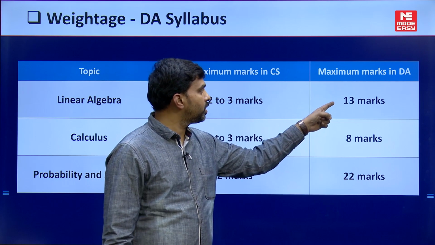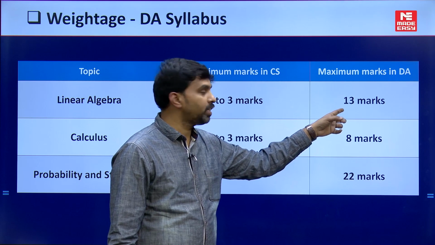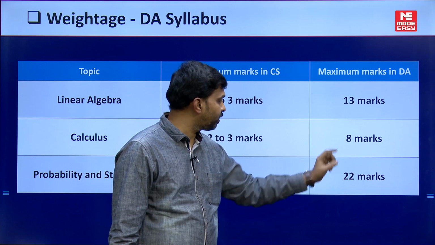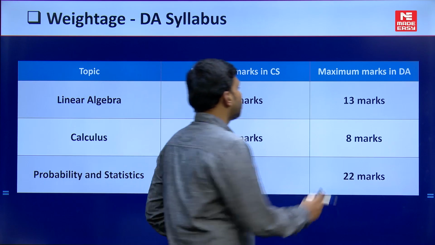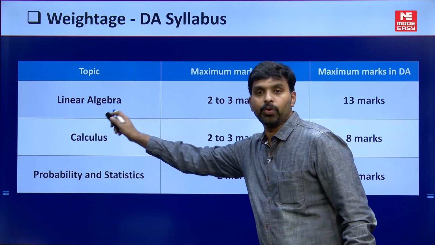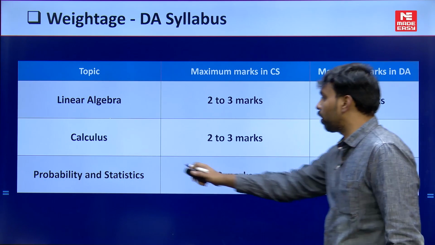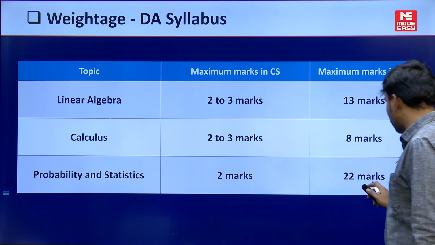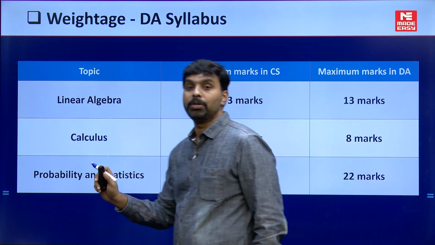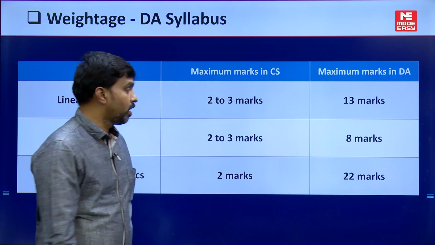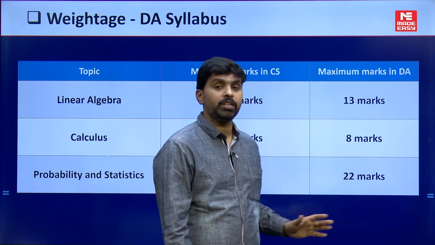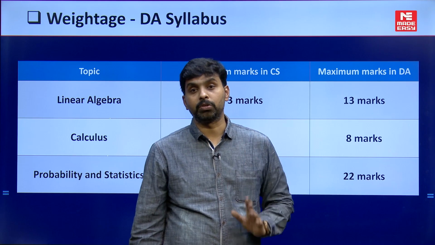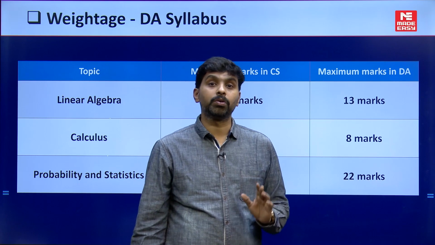So, now coming to this, the maximum marks in DA, that is about 13 marks, 8 marks and 22 marks. You see, this 13 marks from linear algebra you are getting, 8 marks from calculus, and this 22 marks you are getting from probability and statistics. I can tell you only one thing: this information is taken based on the GATE 2024 paper.